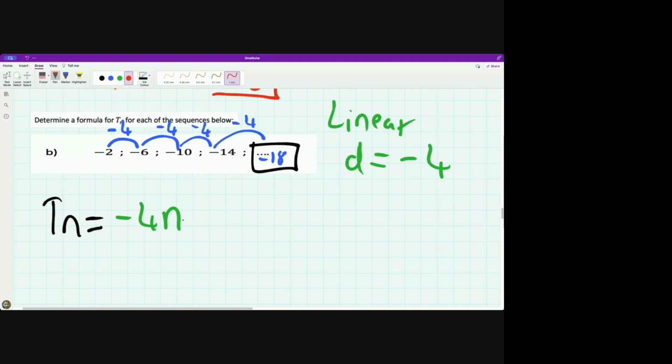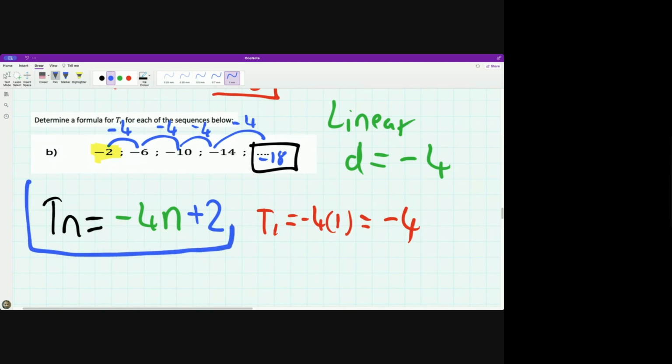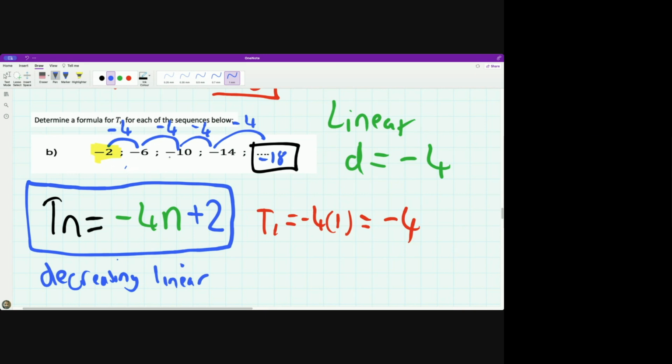But now I need my balancing term. So at the moment, if I just put a 1 in there, I would get minus 4. But that's a problem because the first term is minus 2. So how do I get from minus 4 to minus 2? I have to add 2. And so the formula that describes this number pattern is this. We call this a decreasing linear pattern. And the reason we call it decreasing is the value is literally decreasing because of the minus 4.